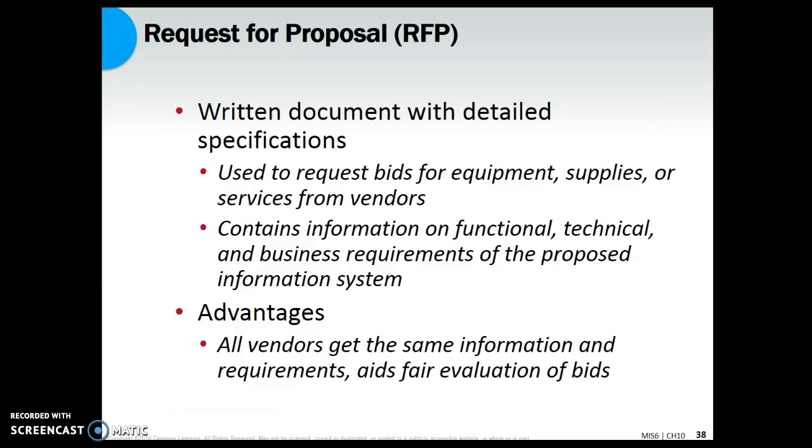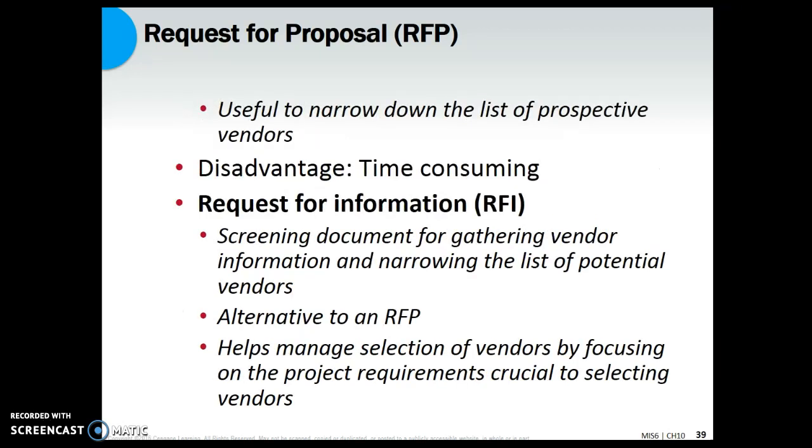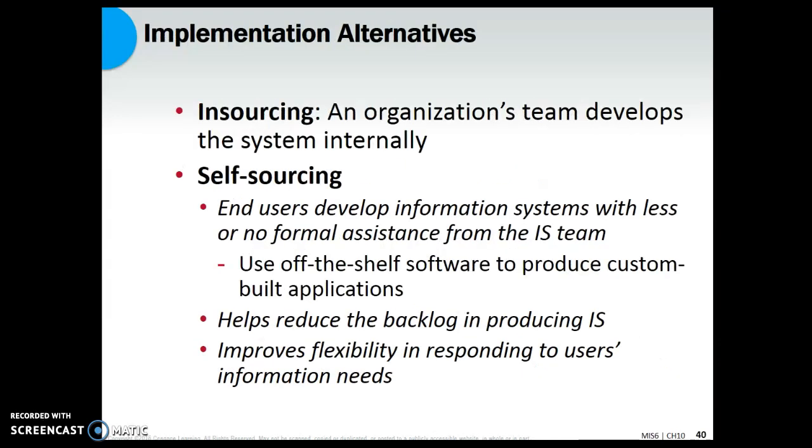So an RFP is a written document with specific detailed specifications. And what it does is it tells vendors what exactly it is that you're going to need. And an RFI is a little bit different in that it's a request for information. So it may be information gathering from vendors to narrow the list of potential vendors that you might use. There's insourcing, or developing a team internally, and there's self-sourcing. And that means that end users develop information systems with no formal assistance from the information security or information system team.